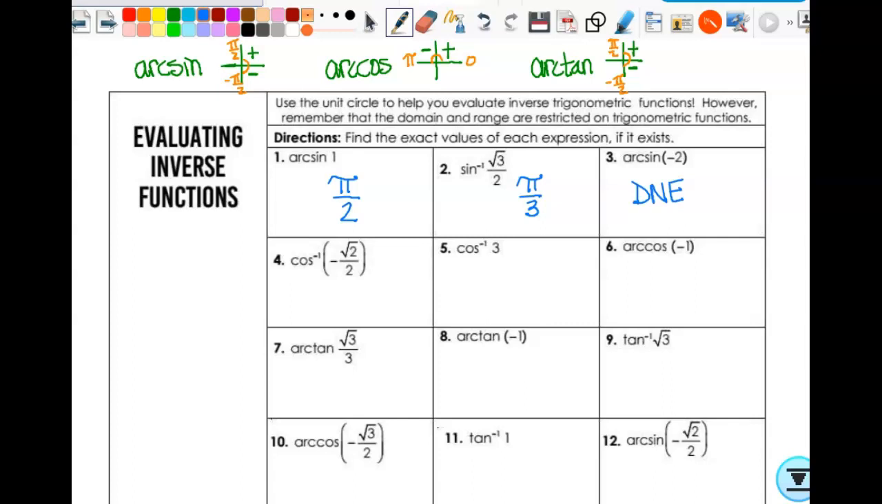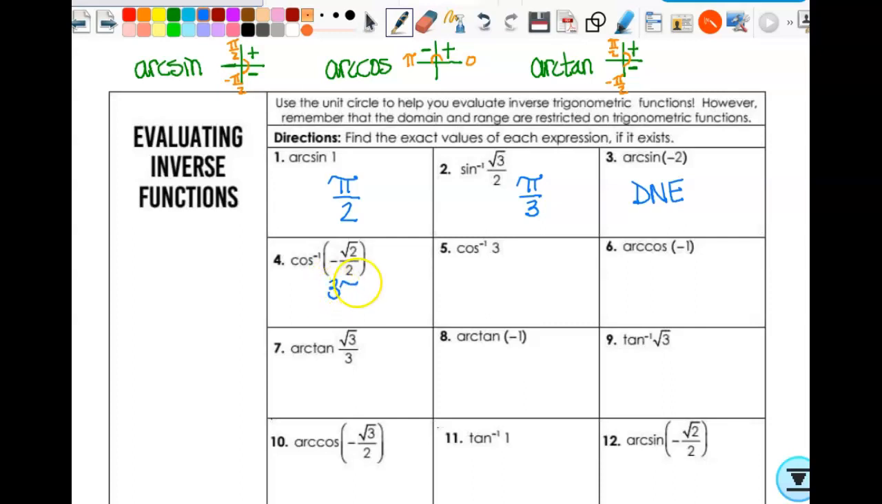All right, cosine inverse of negative square root of 2 over 2. Me personally, I like to think of them all positively first. So if I have the square root of 2 over 2, the angle measure, if I'm using cosine, is going to be pi fourths, right? But this is a negative square root of 2 over 2. And for cosine, I only get to use first and second quadrants. So since it's a negative value, it's my second quadrant pi fourths angle, which is 3 pi fourths.